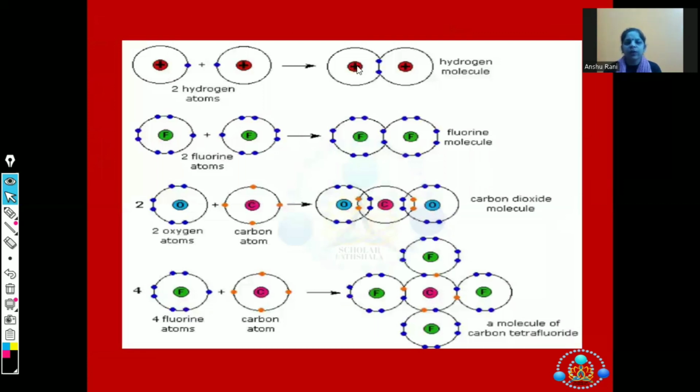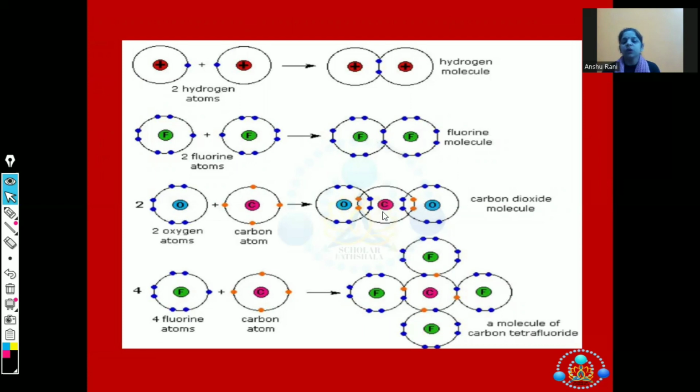This is structure of H2. This is structure of fluorine molecule. Fluorine is having 7 electrons in outermost shell as it is having atomic number 9. So configuration will be 2, 7. So fluorine is sharing 1 electron with another fluorine atom to make structure of F2.